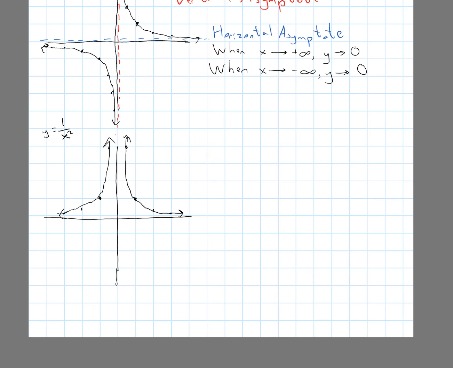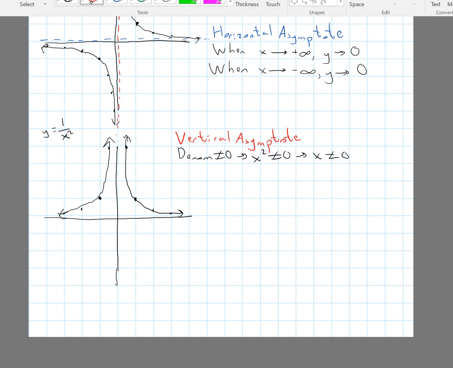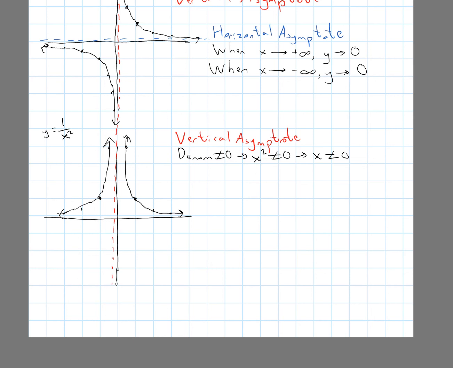So I connect those and graph it. Something I can notice here is I have a similar vertical asymptote, which comes from the denominator not equaling 0, which means x squared, in this case, not equaling 0, which is just the same as x not equaling 0. So my graph will get really close to that line, but it'll never reach it.